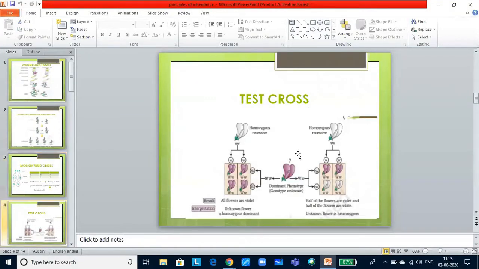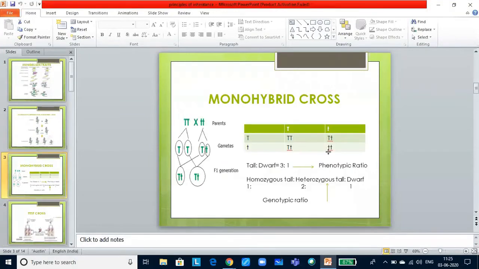Now, the external morphology, what you see of a plant, is what is known as the phenotype, and the ratio obtained based on the phenotype is called the phenotypic ratio. So here you see tall to dwarf: you are getting 3 tall plants to 1 dwarf plant, and this is the phenotypic ratio.